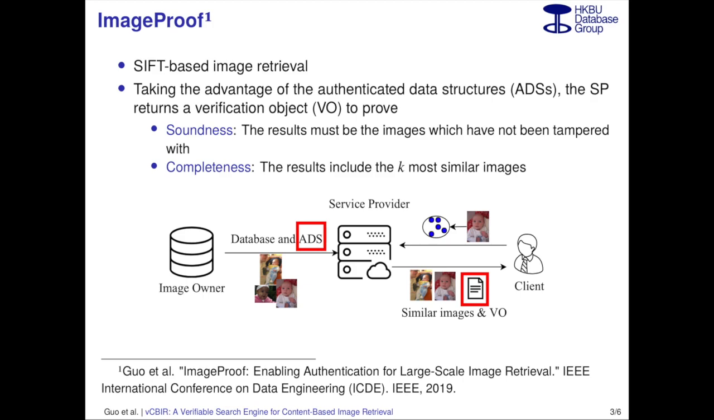ImageProof focuses on SIFT-based image retrieval, taking advantage of authenticated data structures. The service provider returns a verification object to prove that the results are not tampered with and include all correct images.